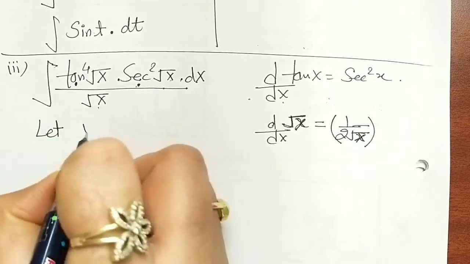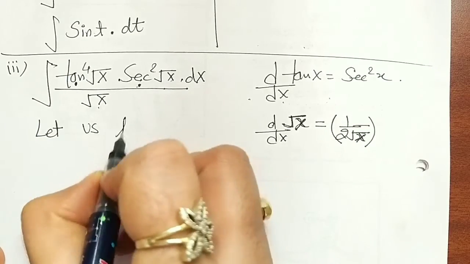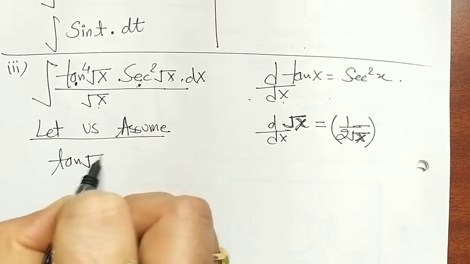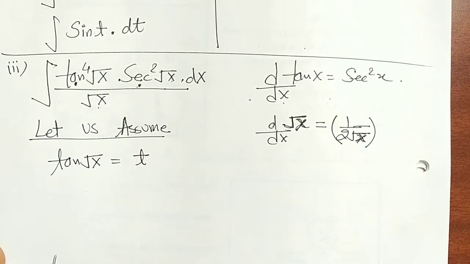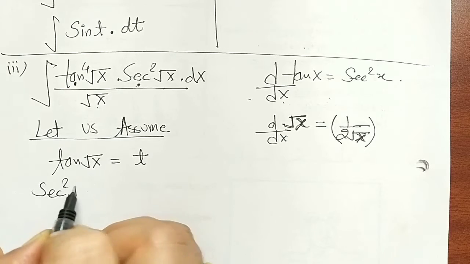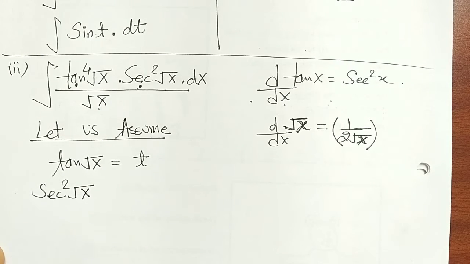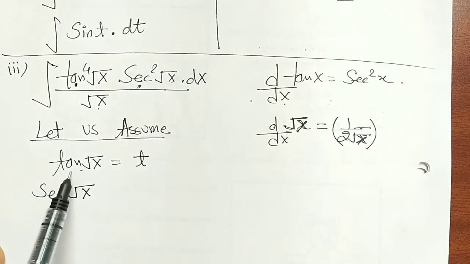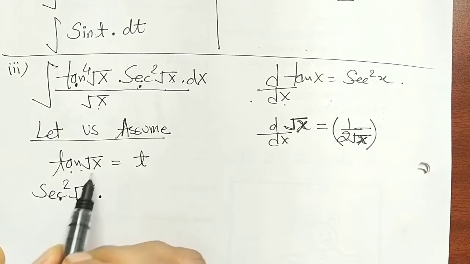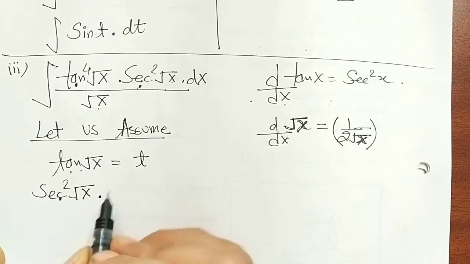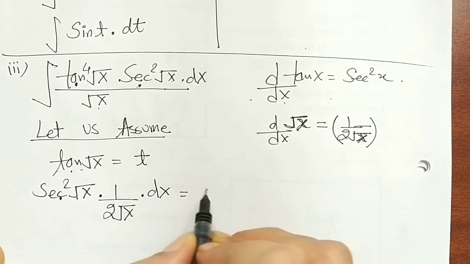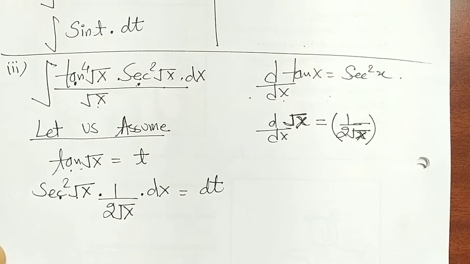So let me try. Let us assume, we are just assuming for a while, that tan of root x is t, and differentiate both sides. What will I get? Sec square root x by chain rule. How do we differentiate by chain rule? First function we differentiate, which is sec square root x, and then into we differentiate second one. So derivative of second one is 1 by 2 root x into dx is equal to dt.